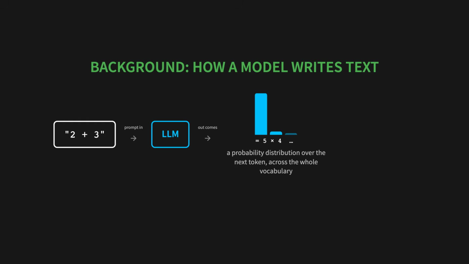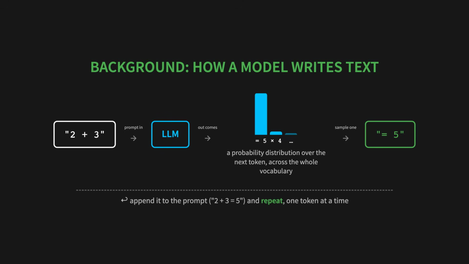A language model takes the prompt and outputs a probability distribution over its whole vocabulary, a score for every possible next token. It samples one, appends it to the prompt, and repeats. That's how the student wrote its attempt, and it means at every position we can ask both models for their full distribution over what comes next.